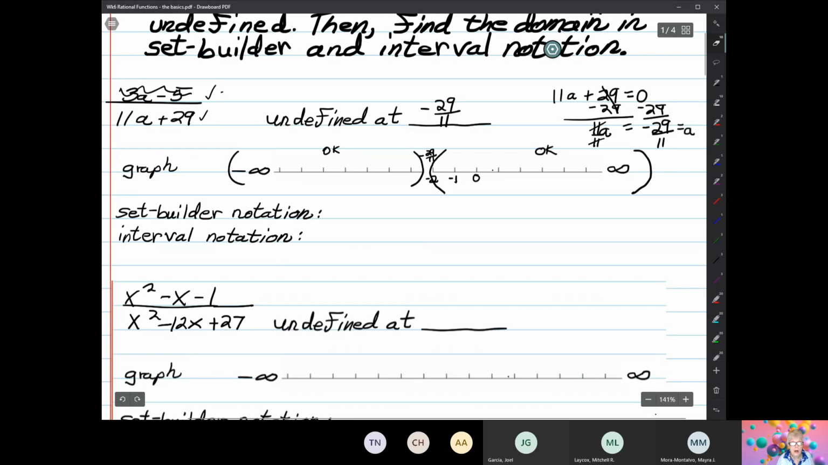So we have just graphed the domain. Now, often you might see this instead of these here, instead of those there, you might often see something like this.